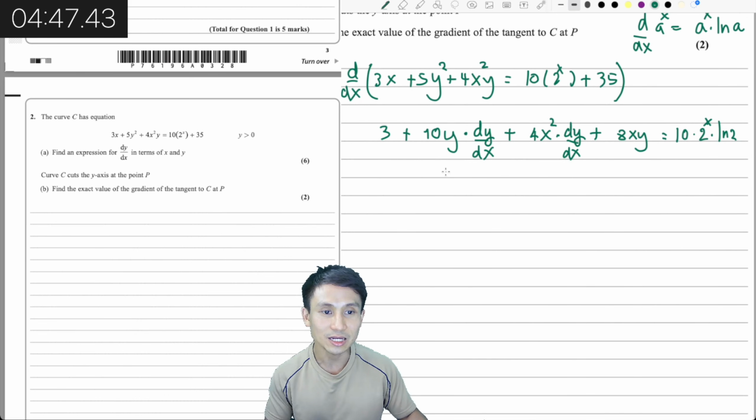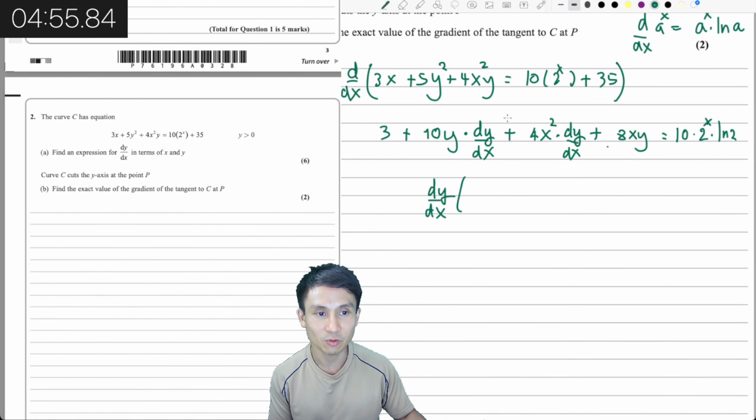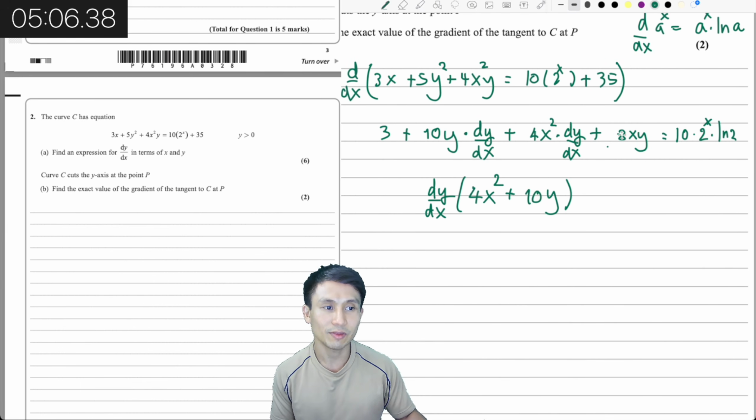And because we need dy by dx, we've got to accumulate or simplify the dy by dx terms. Then we factor dy by dx out, so we're going to get 4x squared plus 10y. All right. And then I'll push the rest of the terms to the right-hand side. So I'm just going to do 10 ln 2 times 2 to the x here, which is that term.